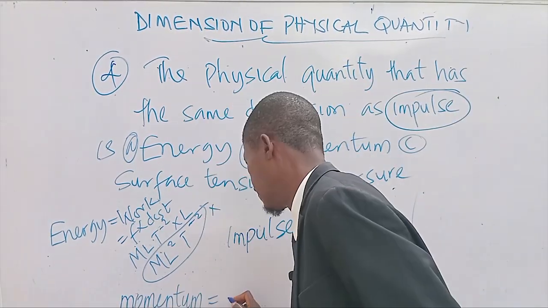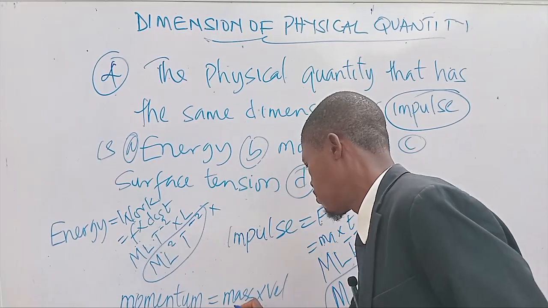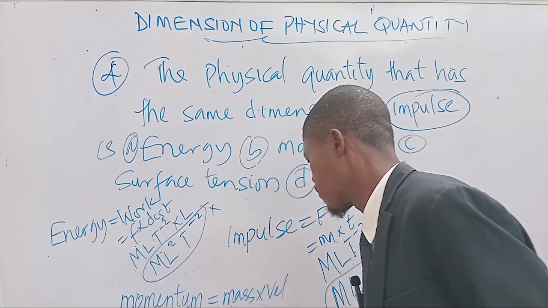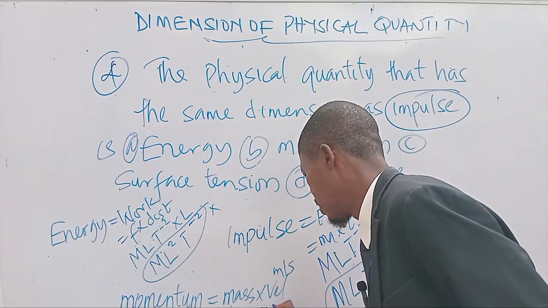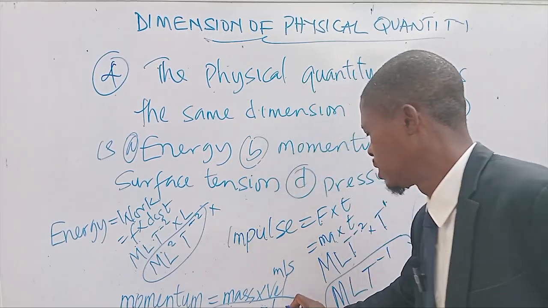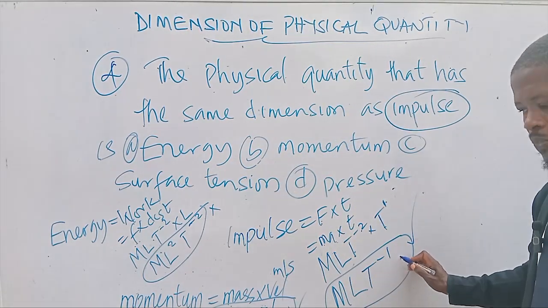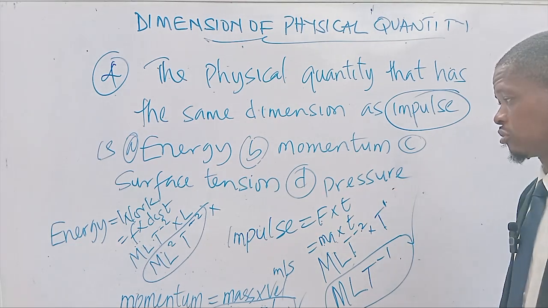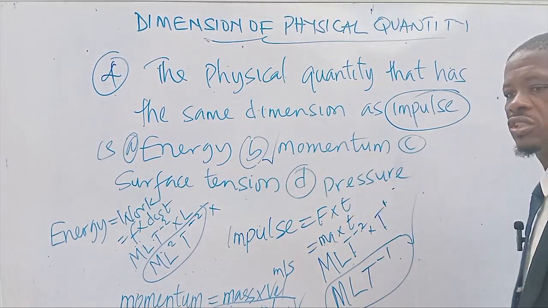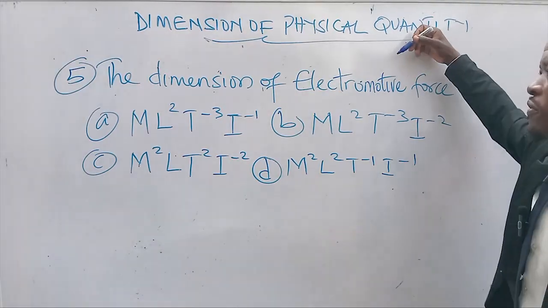For momentum, it is mass times velocity. Mass is capital M. Velocity is meter per second, which is L T minus 1. So that is the same as impulse. Momentum and impulse have the same dimension. That makes it option B. Next question. Question 5.